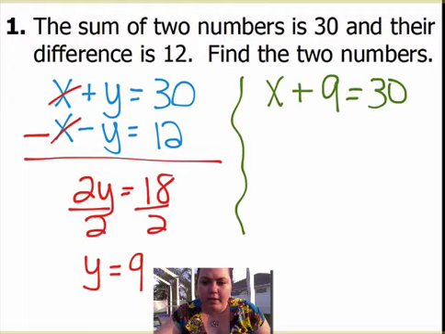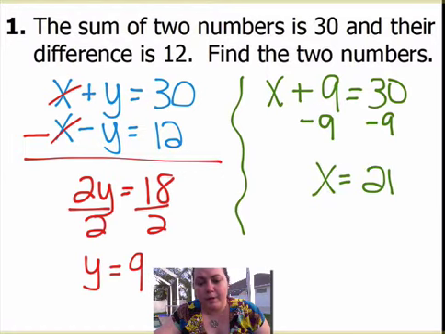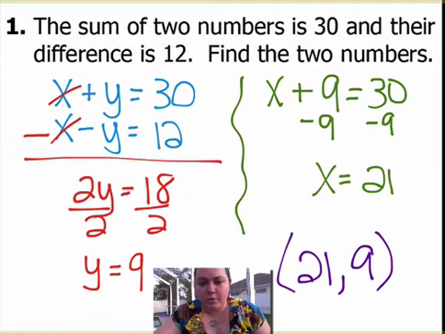And now I can plug that into the original equation to figure out what x equals. So I had x plus y equals 30, and I replaced the y with the 9. Subtract the 9 on both sides, I get x equals 21. So my solution is (21, 9). Alright, so the first number was 21, and the second number was 9.